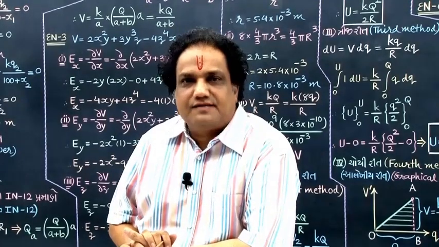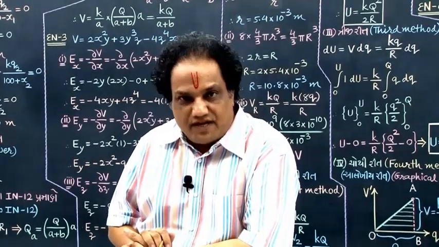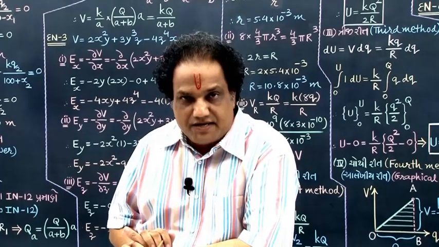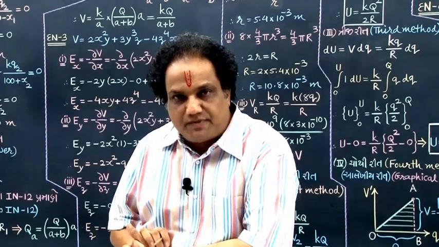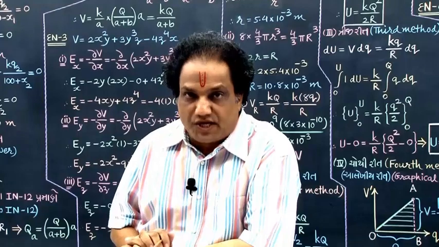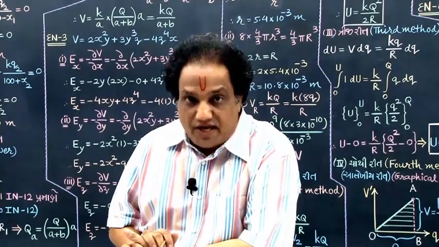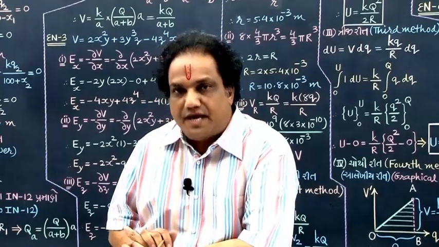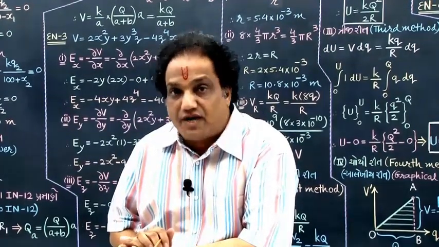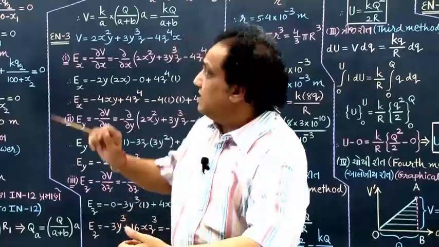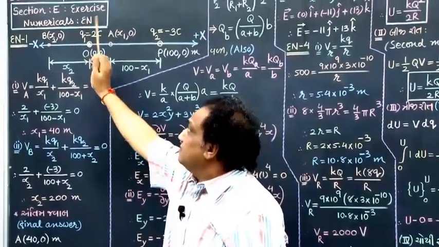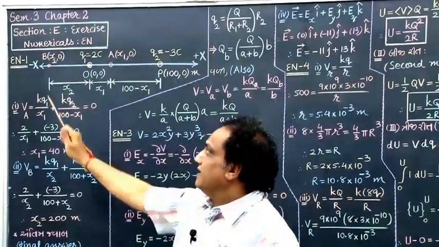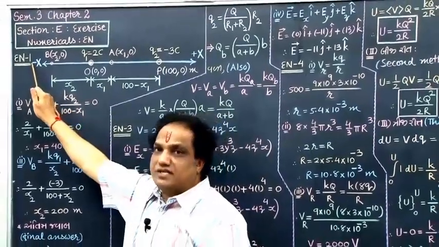Come on, my dears. Last time we had finished section D. Now we proceed further in chapter number 2. We begin with a new section, section E, for exercise numericals, correct? And in chapter number 1 also we had given the symbol EN, that is, exercise numerical. Kindly read the statement of the first exercise numerical.